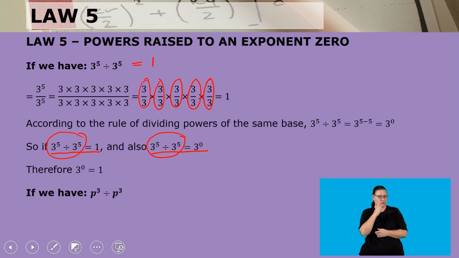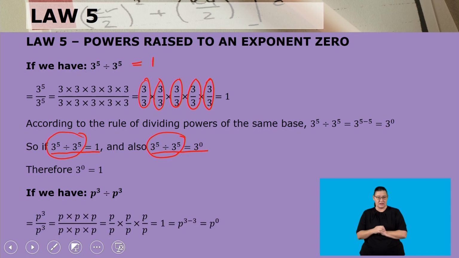Let's check. If we have p exponent 3 divided by p exponent 3, now when we expand each of these powers, we know that p exponent 3 means p is multiplied by itself twice. Now that is the case in the numerators as well as the denominators. Now when we divide these two powers, we can see that that is 1 multiplied by 1 multiplied by 1 again, and we know that that is going to give us an answer of 1.